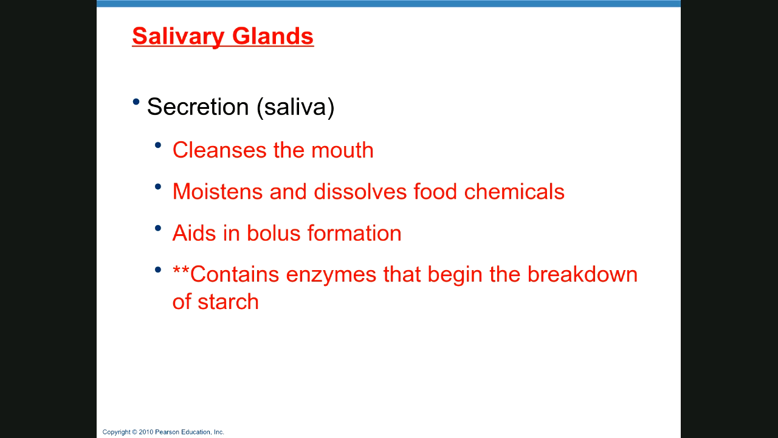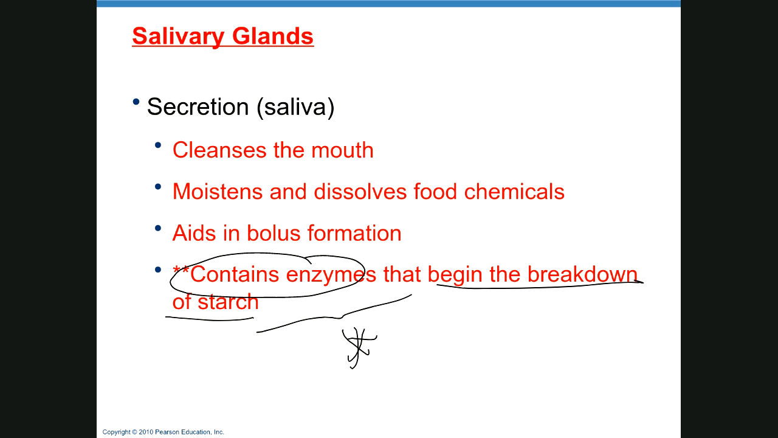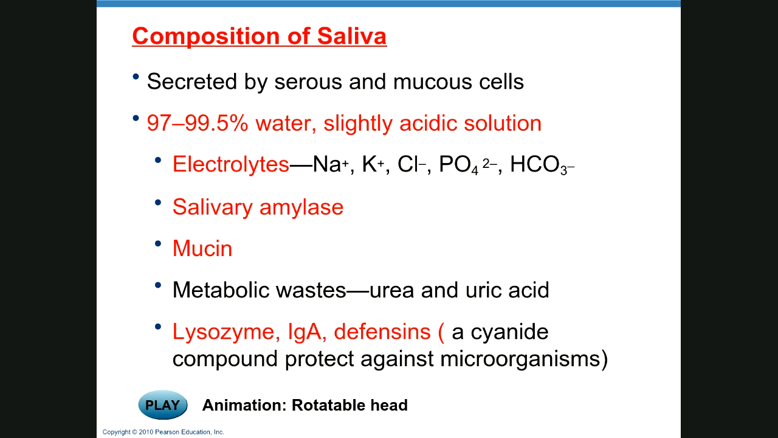Functions of the salivary glands is to secrete saliva, which contains enzymes that are going to start the breakdown of the starch. That is important. Definitely know that. The digestion of carbohydrates begins at the mouth due to the actions of salivary amylase, right there. Okay. Know the composition of saliva, and obviously know salivary amylase.